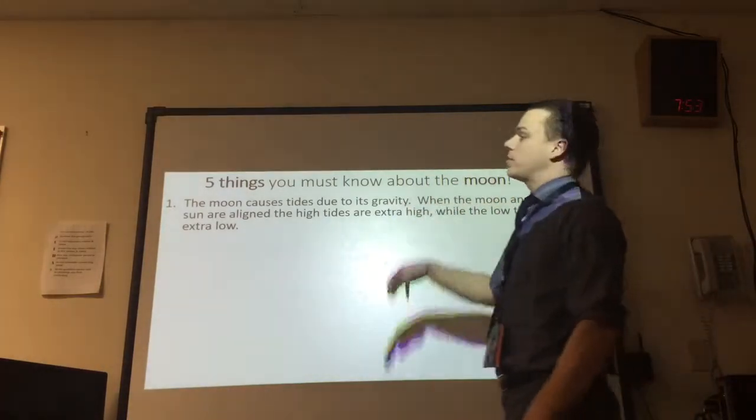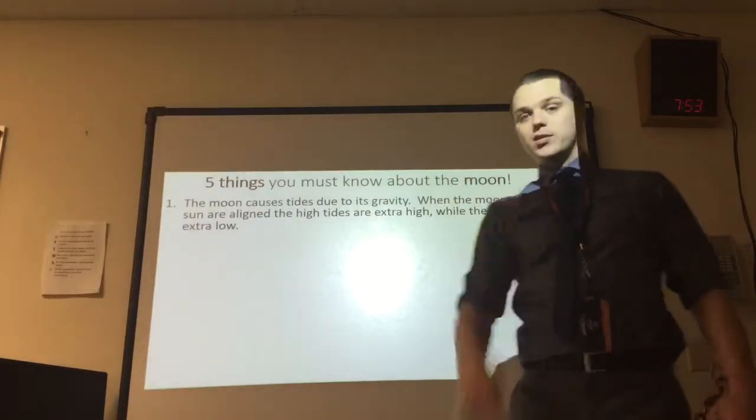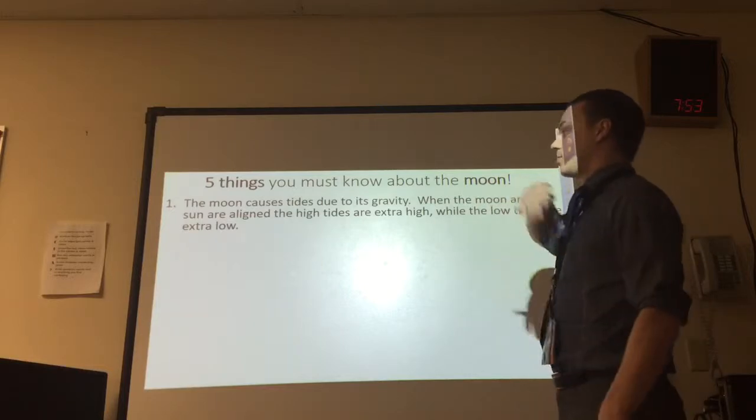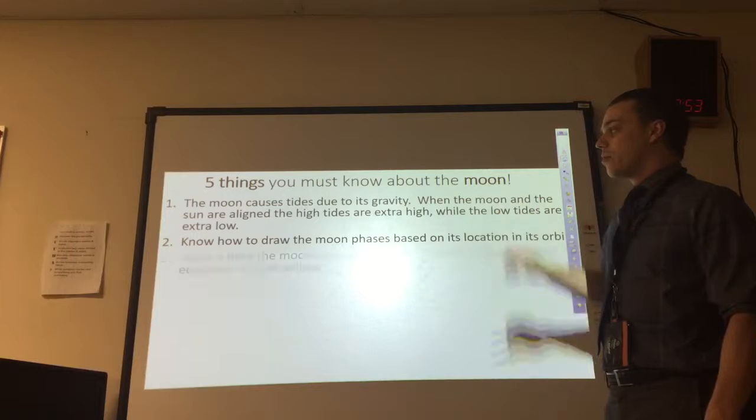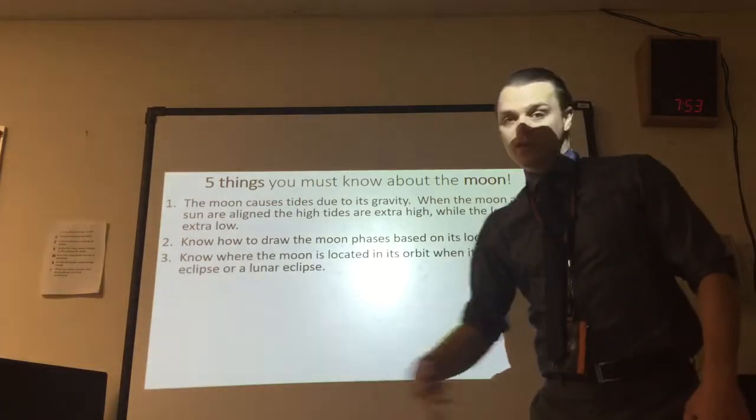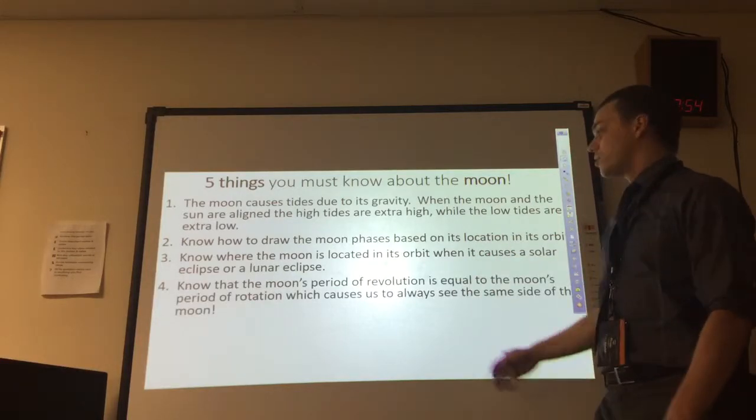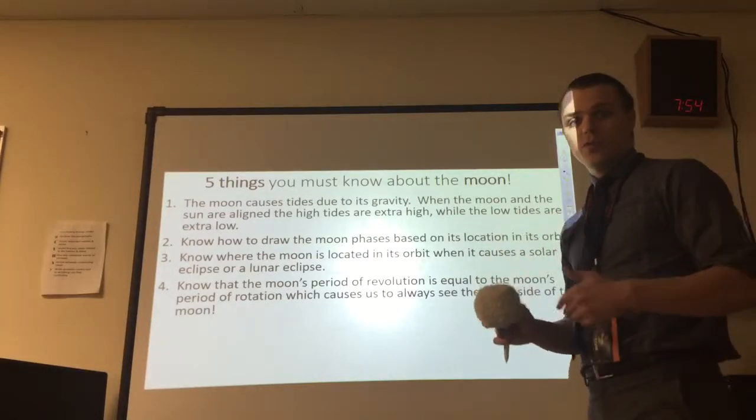So if they ask you what caused the tides, it's going to be the gravity from the moon first off, and then the second one is going to be Earth's rotation, which causes the tides to appear or seem to move. You have to know how to draw the phases. I'm going to go over that. You have to know where the moon is located in its orbit to cause a solar versus a lunar eclipse. We'll go over that as well. You have to know the moon's period of revolution is equal to its period of rotation. That's why we always see the same side of the moon.